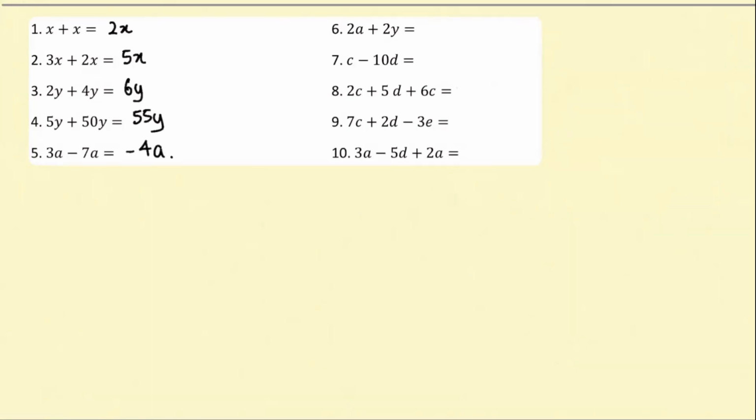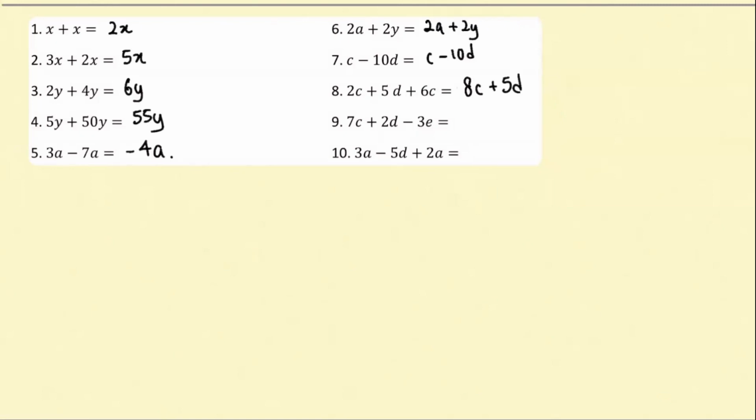2a plus 2y. Can plus or not? Cannot, because the unknown here is a, the unknown here is y. They are of different unknowns, just like they are of different fruits. So just leave it be. Okay, c minus 10d cannot minus, leave it be. Okay, don't force it. So now 2c plus 5d cannot plus, but you see a 6c behind, right? So 2c can add with 6c, so you get 8c. See, you can only do with same unknowns.